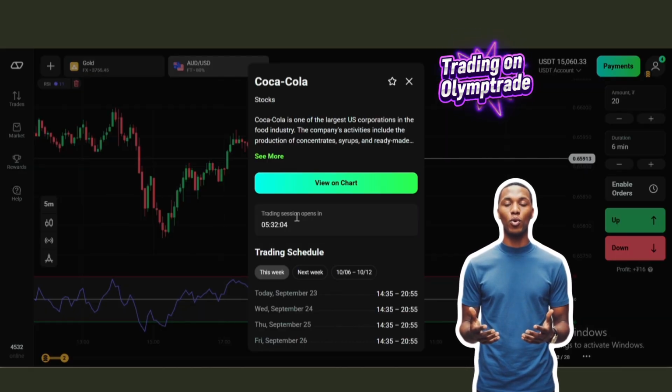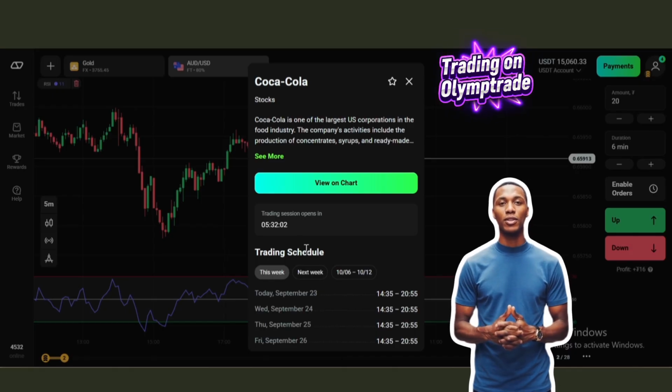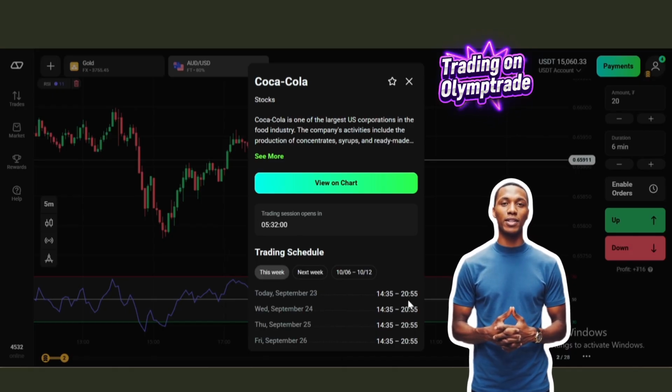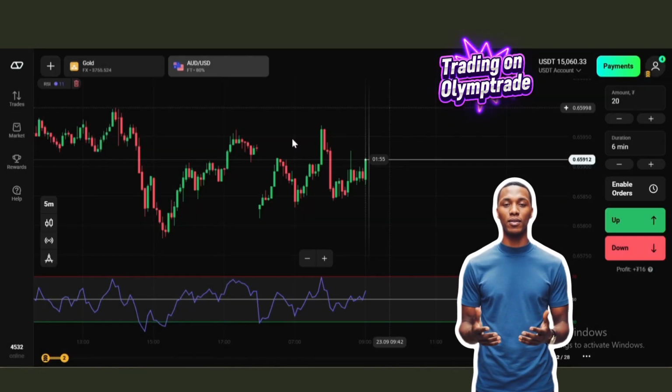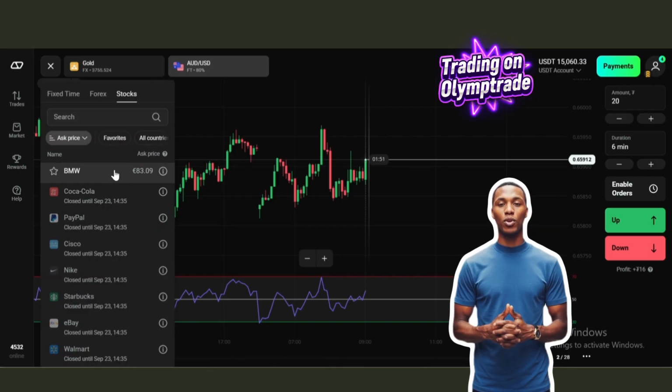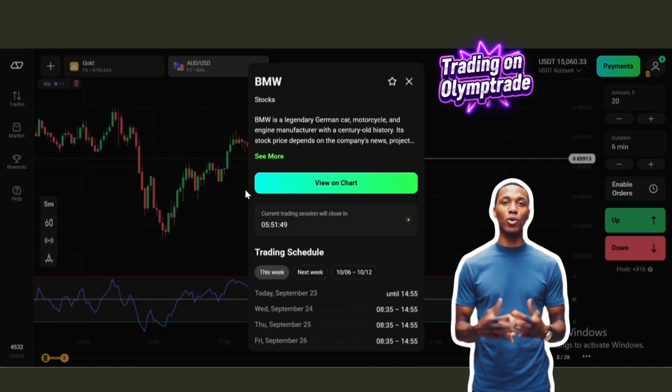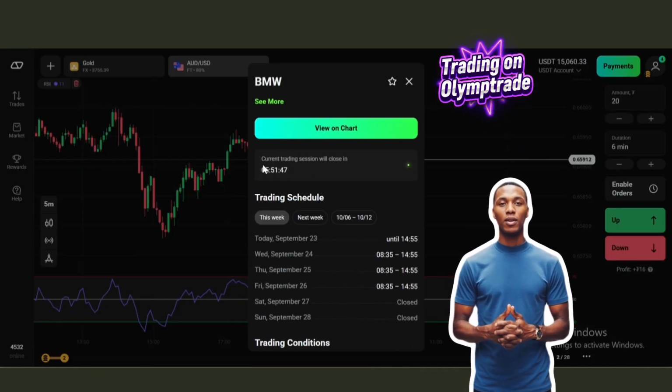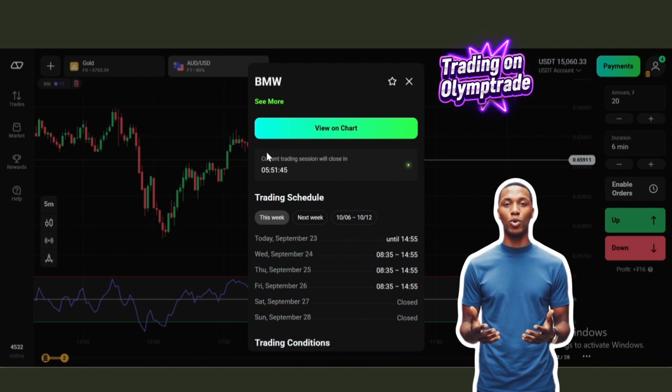But let's get more information on each of the assets. For example, if you click on the Coca-Cola asset, you will see all the information you need to know about the Coca-Cola asset. Let's head now to the asset we'll be trading today, which is the BMW asset. If you click on the asset or click information by the side of the asset, you will see all you need to know about the BMW asset.